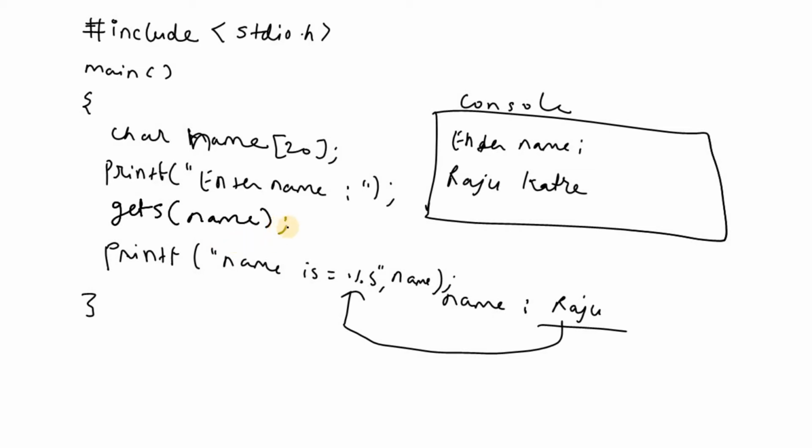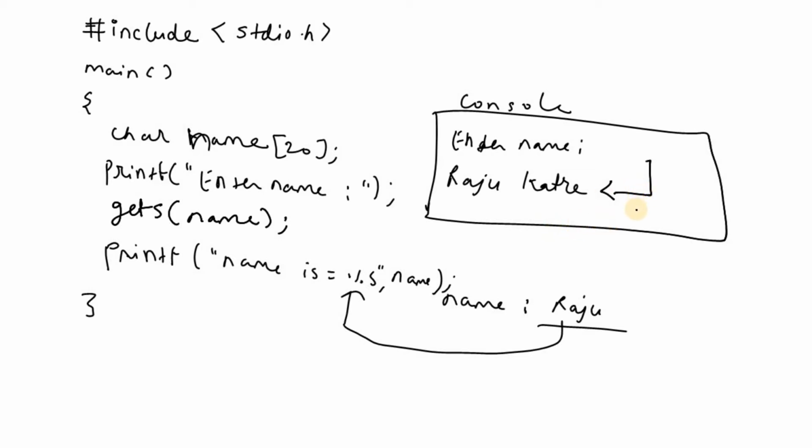How does the gets function read? The gets function will read the complete character set into the array until you press the enter key. Whether it is a space character or any special symbol, it will keep on reading. It will stop only when we press the enter key.